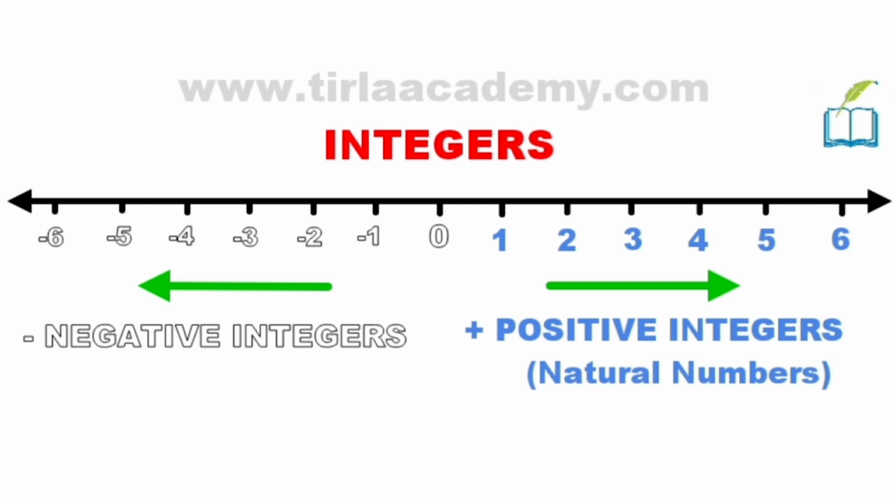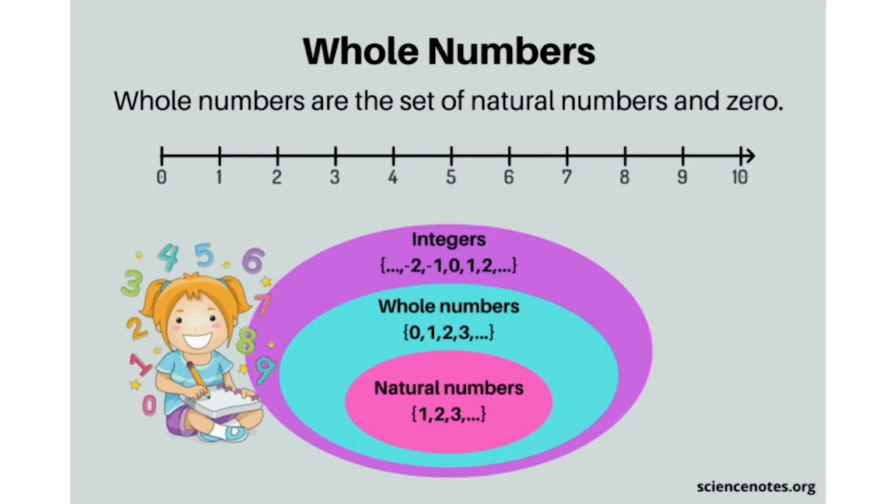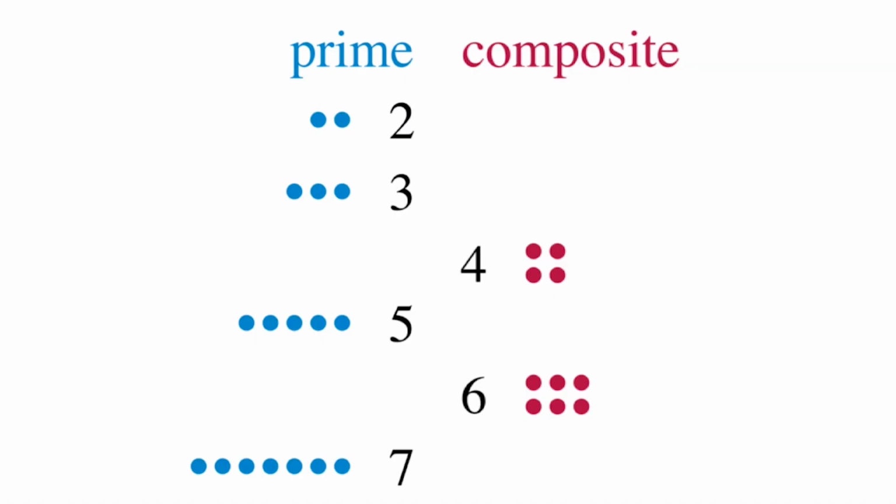Positive integers are also known as natural numbers, and if we take 0 with the positive integers, they are called whole numbers. So we can also say that negative numbers and whole numbers together are called integers. Now these positive integers are further classified into prime numbers and composite numbers.